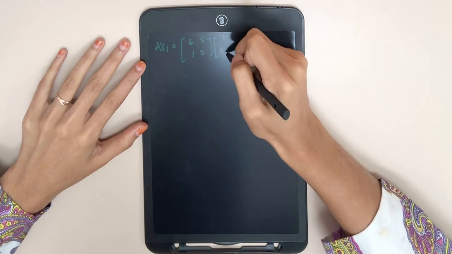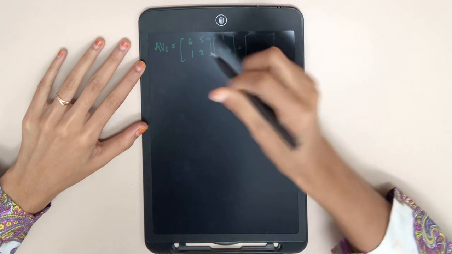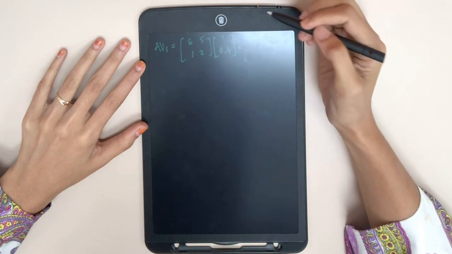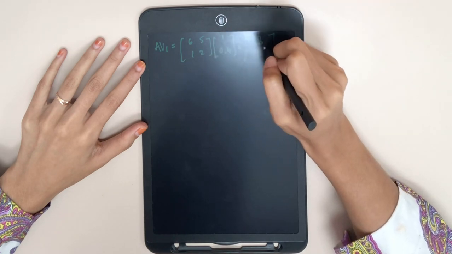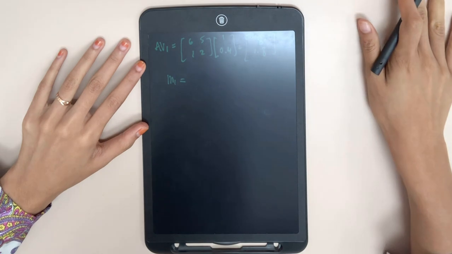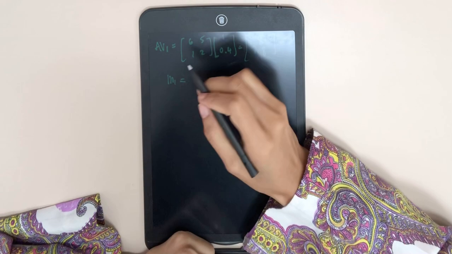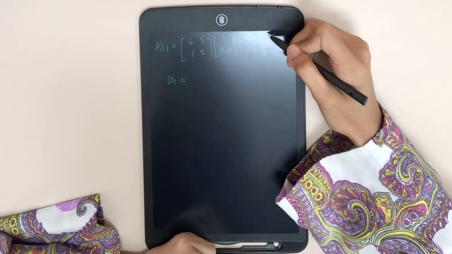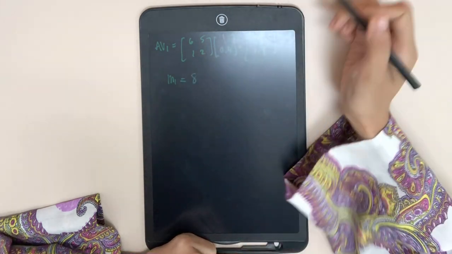Okay, 1, 0.4. So you calculate it, multiply these two, 6, 5, 0.2. You will have 8 here. 1, 0.8, so 1.8. So next, find out what your M1 is. So what is your M1 here? Okay, your M1 is the largest value that appears in this matrix, which is 8.